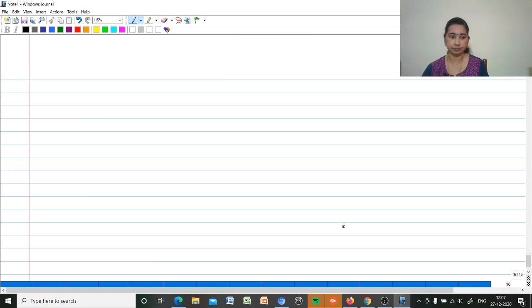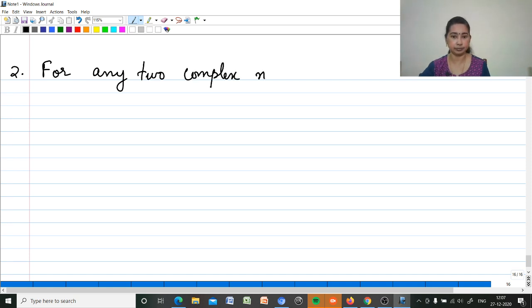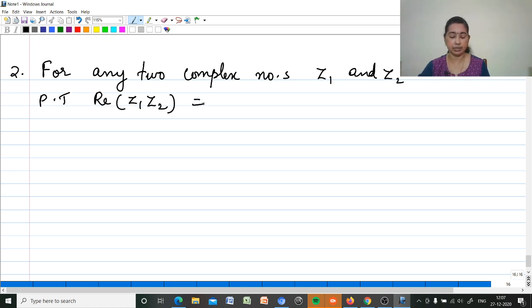Next one, for any two complex numbers z1 and z2, prove that real part of z1 into z2 is equal to real part of z1 into real part of z2 minus imaginary part of z1 into imaginary part of z2.